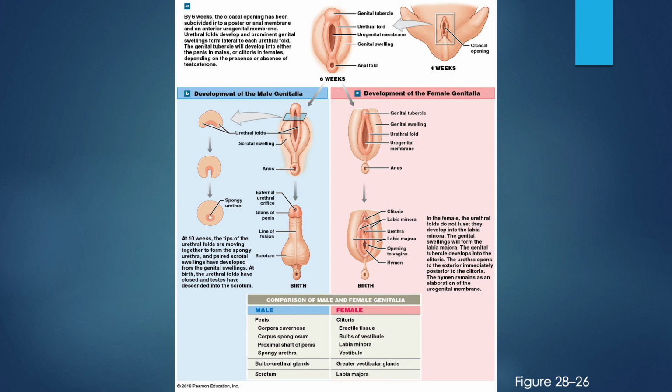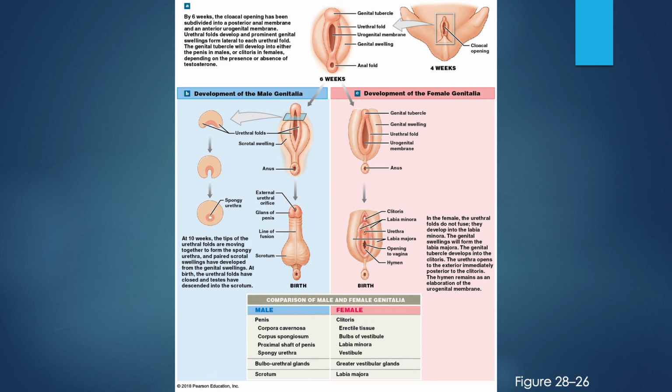Figure 28.26 shows you a breakdown of how at 6 weeks we have a cloacal opening, similar to birds for the most part, that gets subdivided into a posterior anal membrane and an anterior urogenital membrane. So then things will differentiate after 6 weeks, and we develop male genitalia in the presence of testosterone, and we develop female genitalia in absence of testosterone.